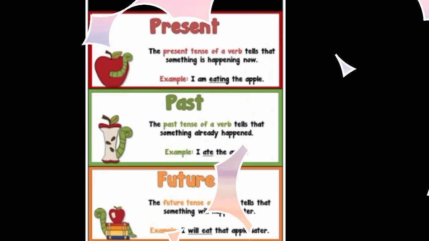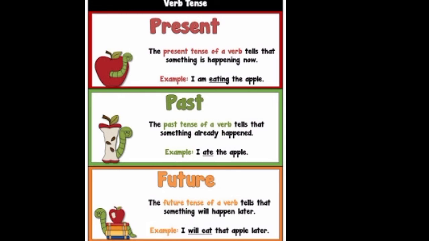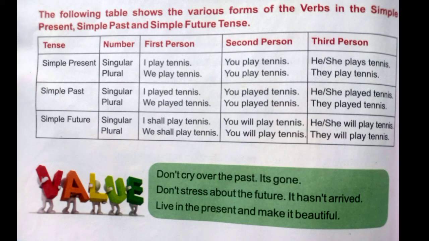So I hope you have understood about the present tense, past tense and future tense. If you have any doubt, you can ask me. You can see the table on page number 82 with tenses, number, persons: simple present, simple past, simple future; number, singular, plural; first person, second person, third person. First person is the speaker, second person the listener, and the third person is about whom or about which we are talking. So in this way the table is shown here. You go through the table and if you have any doubt you can ask me.